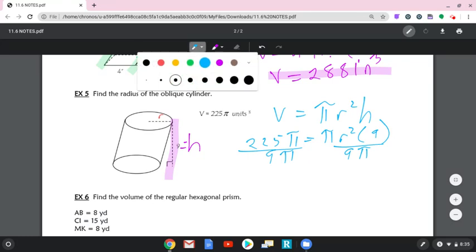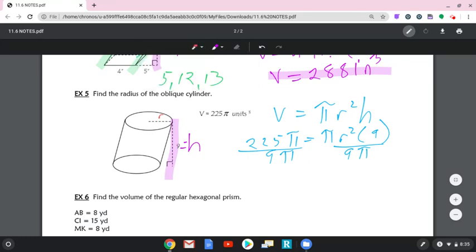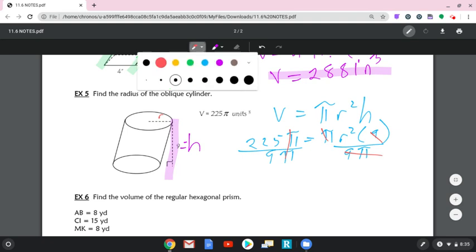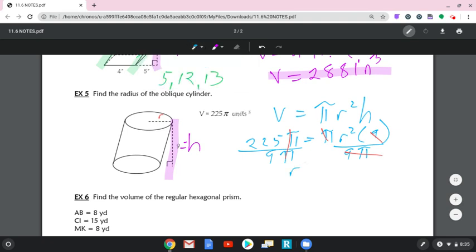Now, what happens when I divide by 9 pi? The pi's cancel. The pi's and the 9 cancel on this. And if I simplify this, I get r squared equals 25. So therefore, I would know my radius would be 5 units. So I just worked backwards to solve that problem.